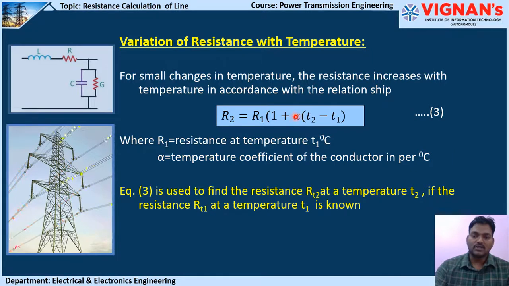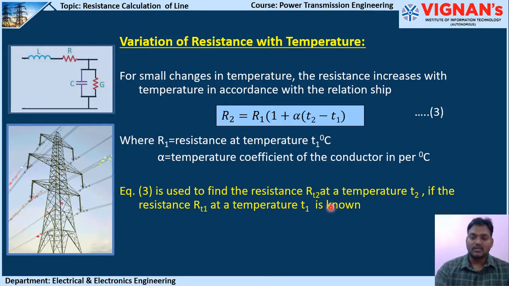So if alpha is positive, the resistance increases as the temperature increases. If alpha is negative, the resistance is inversely proportional to temperature. The value of alpha depends upon the type of material. For most of the metals, alpha is always positive. For semiconductors, you can consider alpha as negative. So equation 3 is used to determine the temperature. It is used to determine the resistance at any given temperature.